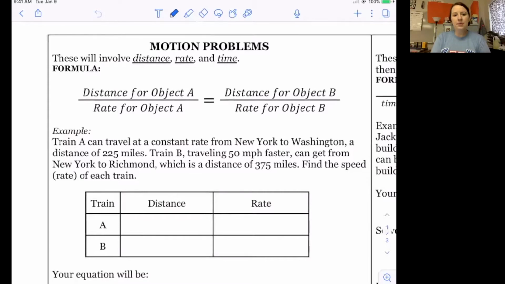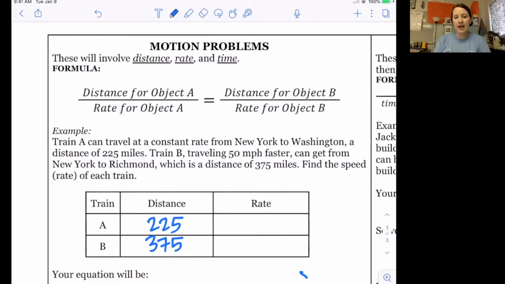Okay, so this first example says train A can travel at a constant rate from New York to Washington, a distance of 225 miles. So train A travels 225 miles. Train B, traveling 50 miles per hour faster, can get from New York to Richmond, which is a distance of 375 miles. So 375 for train B. Find the speed of each train. So these two trains are traveling that distance, 225 miles and 375 miles, in the same amount of time.